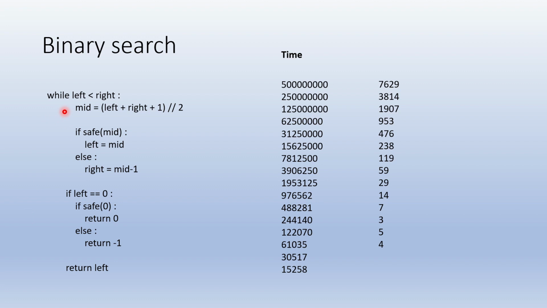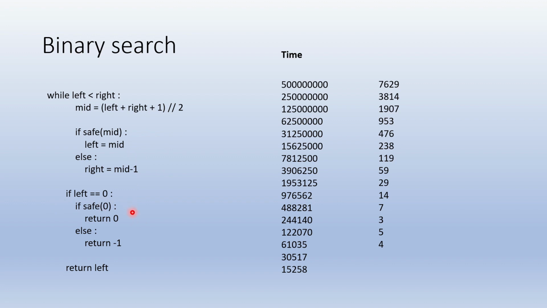Left is initialized with 0 and right is initialized with 10 power 9. At the first time, middle is equal to left plus right plus 1 divided by 2. Then check if the given value is safe, if we can reach the given value. If we can't reach, then the values after the middle cannot be reached, so we make right equal to middle minus 1. Else, if we can reach the position, we make left equal to middle. We will reach all the values from 0 to the left value.